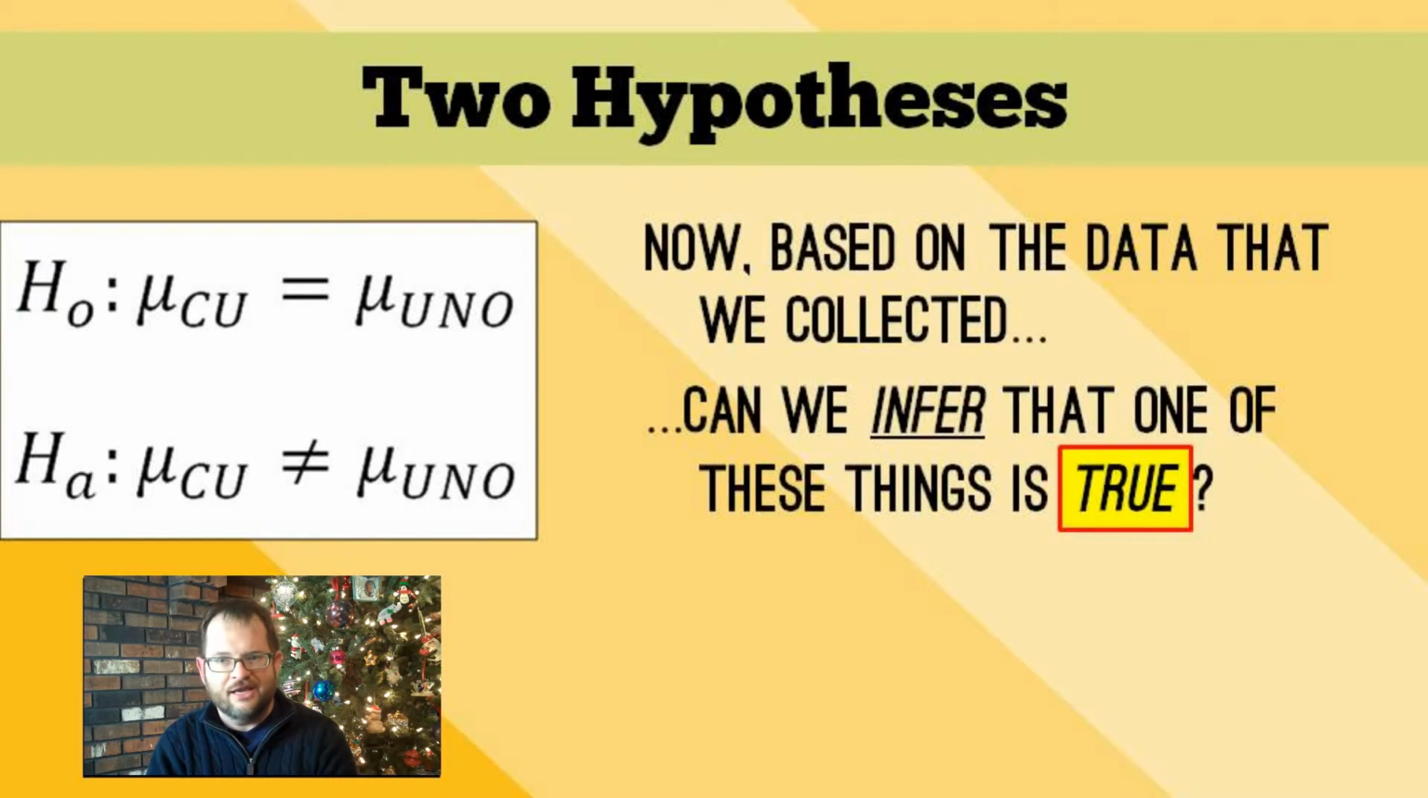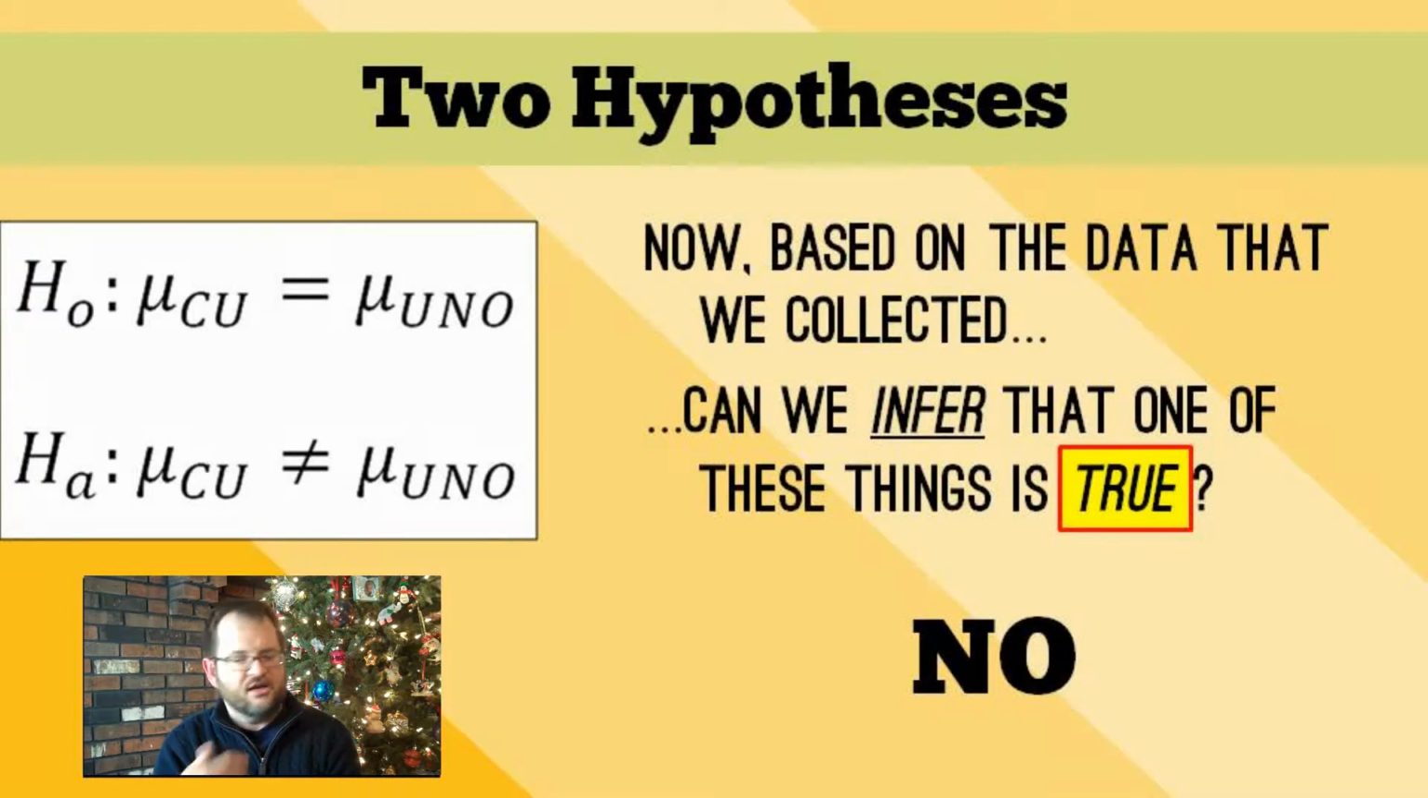So based on this data, we took these measurements. Can we now infer, infer, based on evidence and reasoning, that one of these things is true? Shockingly, the answer is no. We cannot prove that either of these things is true with our observations. And I don't mean the problem is just that we only took 10. We could have taken 100. We could have taken 1,000. That is not the problem.